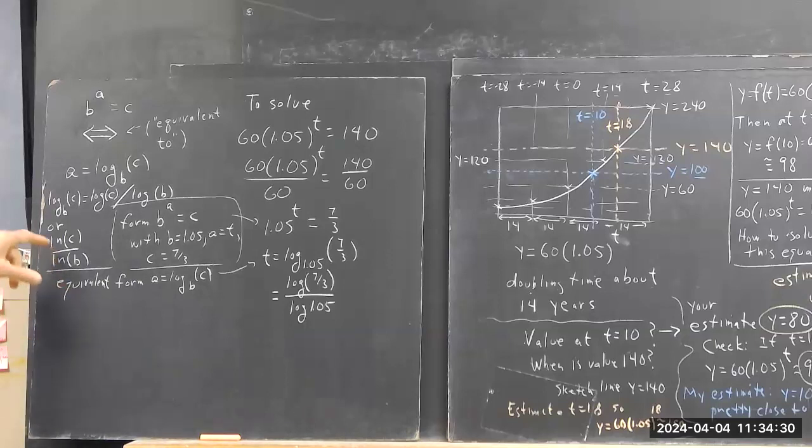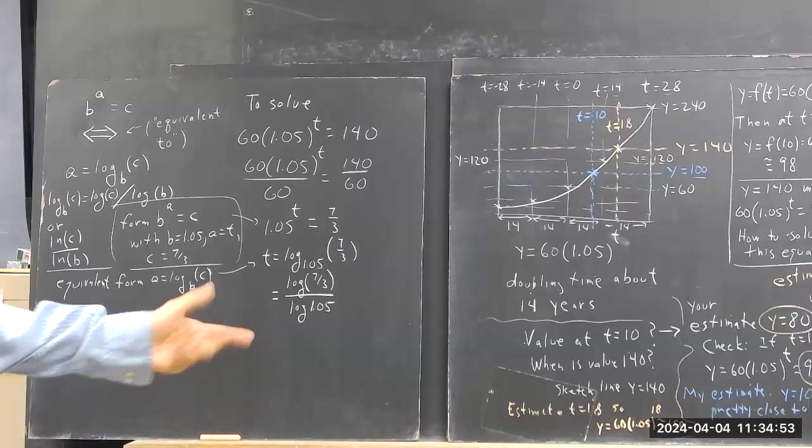An alternative form is natural log of C divided by natural log of B. On your calculator, you have a log button, and probably on the same key, you have a natural log button. It says LN, log natural. It doesn't matter which one you use. You're going to get the same result, and you ought to check that out.